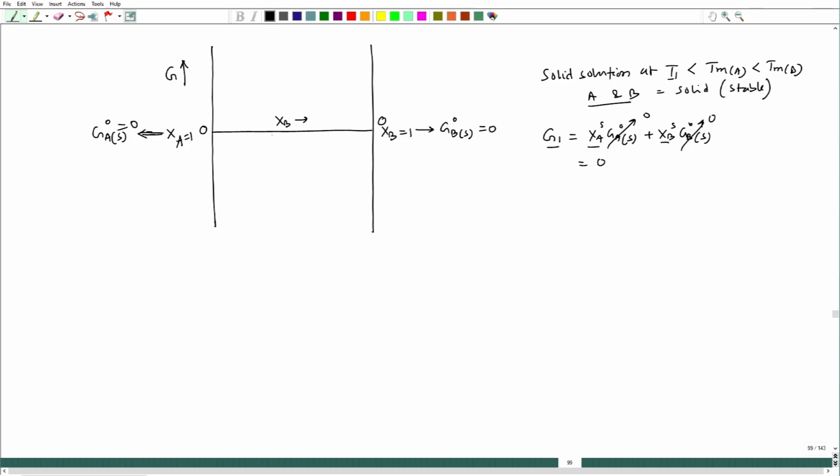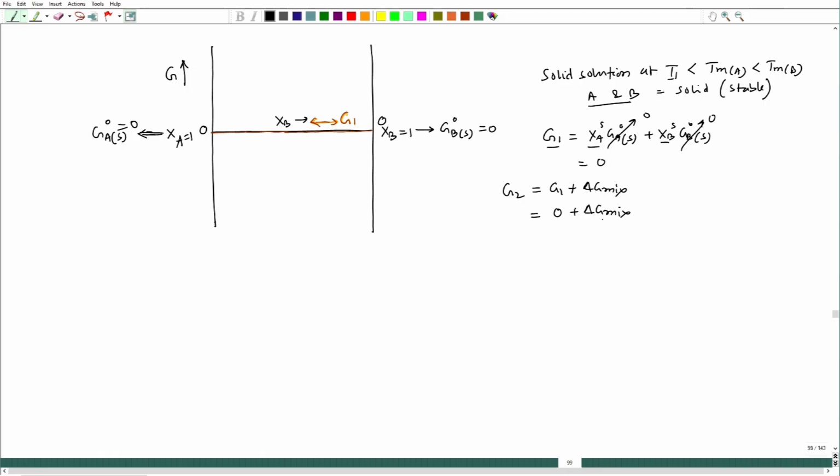So that means this is nothing but G1. So G1 for all compositions will lie over this 0 line. So let me just show G2. G2 for the solution is G1 plus delta G mix. So this would be 0 plus delta G mix.